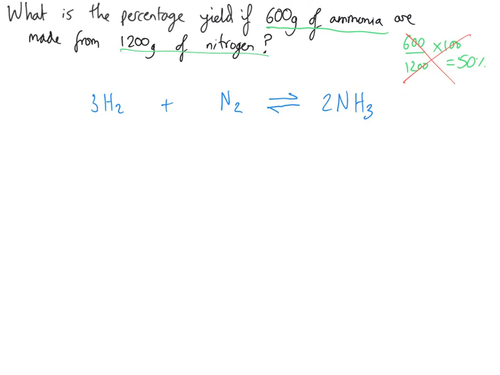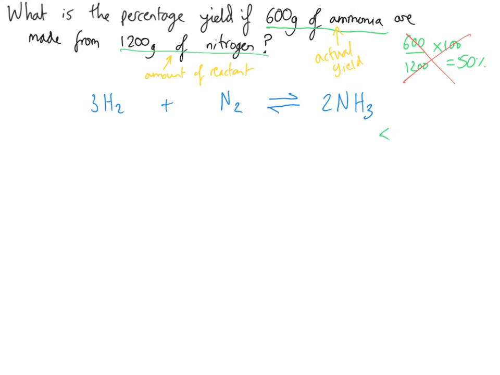So it's good to get into the habit of saying, right, okay, 600 grams of ammonia, that is what is actually made, because they've told us it is made. So this is the actual yield. And over here for the nitrogen, this is not the theoretical yield of ammonia. This is the amount of reactant. And that doesn't even appear in the percentage yield equation. We have to use that to work out how much we could get for ammonia.